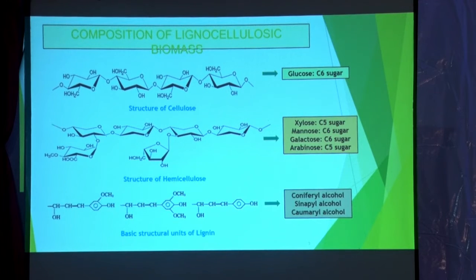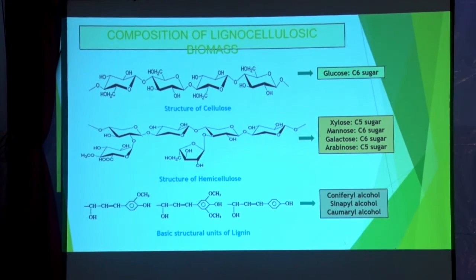Now coming on to the composition of lignocellulosic biomass. Any lignocellulosic biomass including wheat straw is generally composed of three basic units, which are cellulose, hemicellulose, and lignin. Cellulose is a homopolymer of beta-D-glucopyranose units linked together by beta-1,4-glycosidic bonds. Hemicellulose is a mixture of polysaccharides which consists of pentoses, hexoses, and uronic acids. And lignin is a complex natural polymer which consists predominantly of building blocks of phenyl propane units, which are generally coniferyl alcohol, sinapyl alcohol, and coumaryl alcohol.